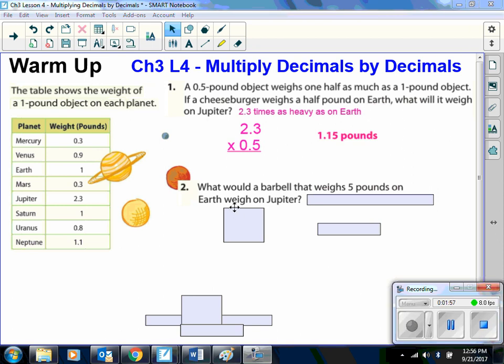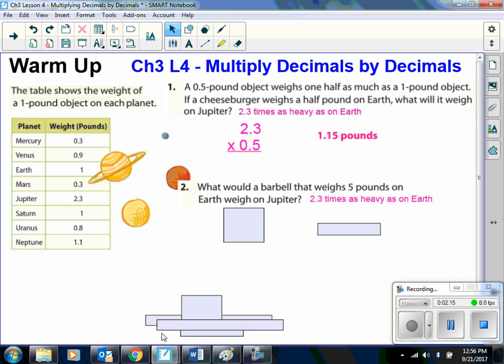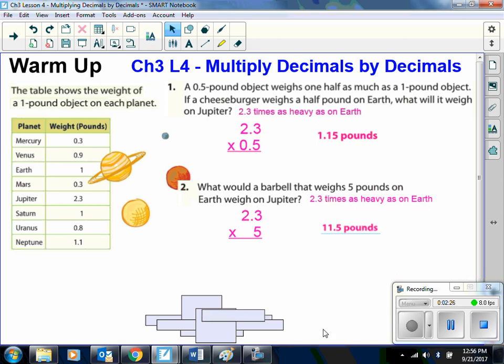Number 2 says, what would a barbell that weighs 5 pounds on Earth weigh on Jupiter? Well, again, on Jupiter it would weigh how much more? 2.3 times as much, right? So 2.3 times as heavy as it is on Earth. So you're going to multiply again, 2.3 times 5. And then that would give you 11.5 pounds.